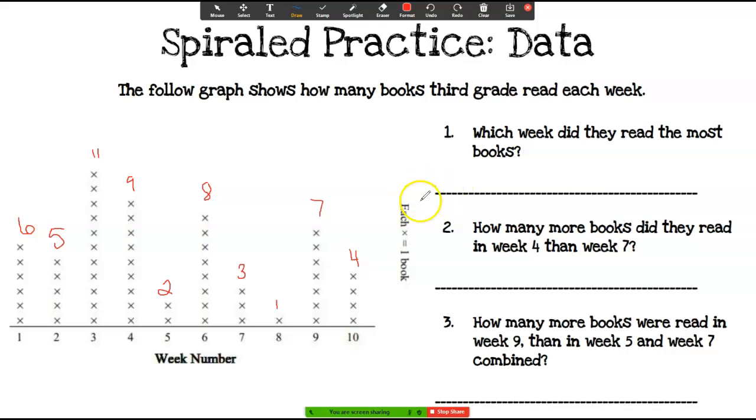Which week did they read the most books? Okay, well I can look. Week 3 is the highest. So I'm going to write week 3. That's a pretty easy question. You just have to look at your graph. Okay.